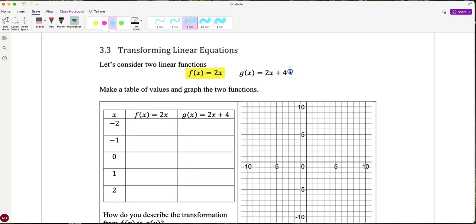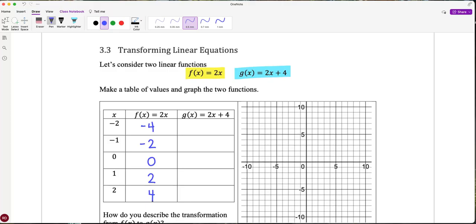Next to it, I have another function named g. g of x is 2x plus 4. So let's look at these two functions. We'll say that f of x is 2x. When you plug in a negative 2, you're going to get a y value of negative 4. Let's stick with the function f. Plug in a negative 1, you get negative 2. Plug in a 0, plug in a 1, and plug in a 2.